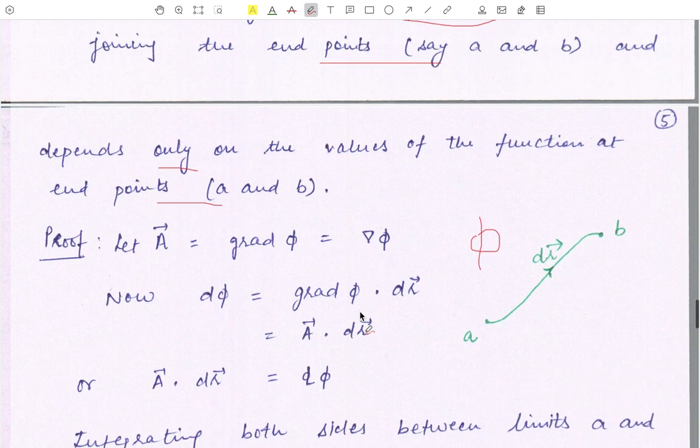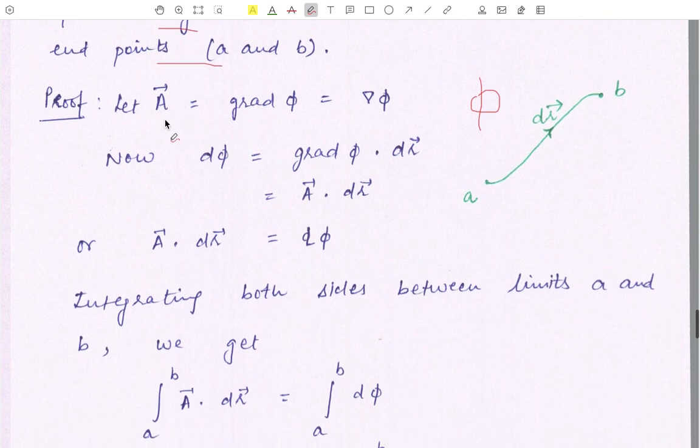Okay, now we will prove this. Let A vector be equal to gradient of phi. Now we know d phi is equal to gradient of phi dot dr vector. This gradient of phi is equal to our A vector, that is we can write A vector dot dr vector, or A vector dot dr vector is equal to d phi.